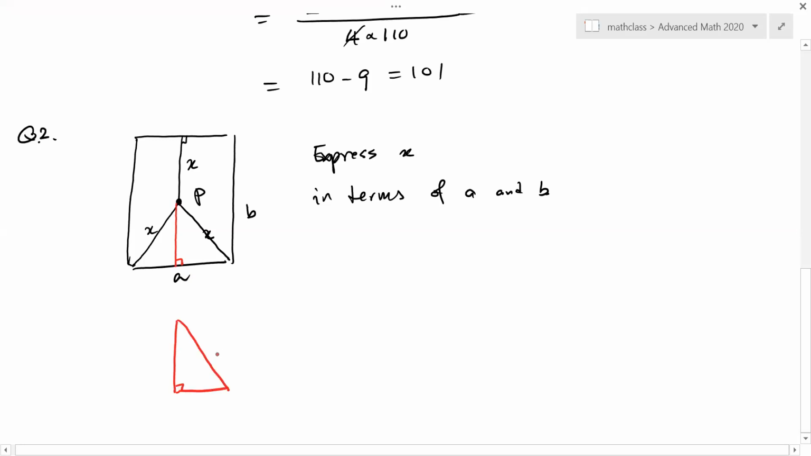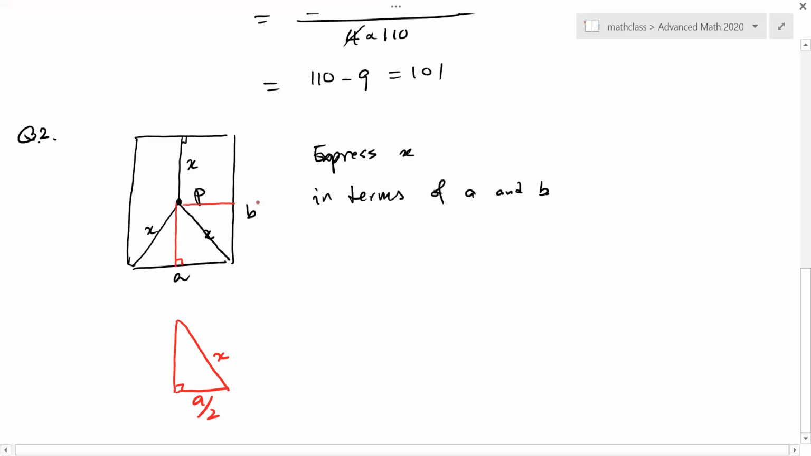So this side is x, right? How about the bottom side? This is half of it, because it's a midpoint. Now, for the other side, don't apply the Pythagorean theorem right now. The other side, you can express in terms of x or b.